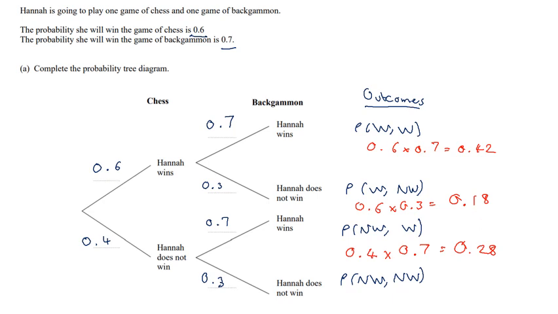And then finally at the bottom, not win is 0.4, not win again is 0.3, giving me 0.12.